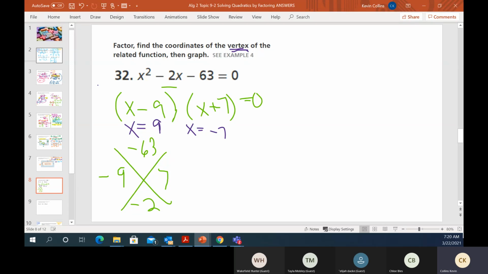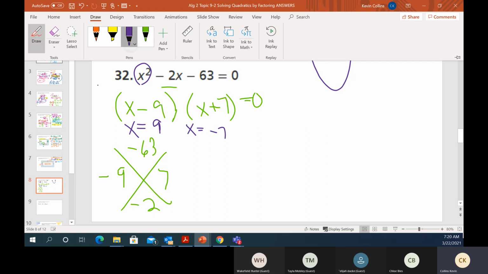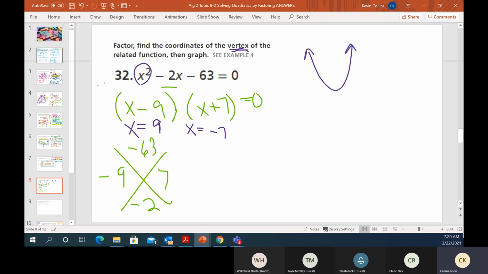Now the vertex in this case, since this is a positive x squared, you're going to get this, right? All right, so what we've got here is two places where this thing crosses the x-axis. So let's pop an x-axis in here real quick. Okay, so something like this. Now, what this is telling us is here at -7 we cross, and here at +9 we cross.